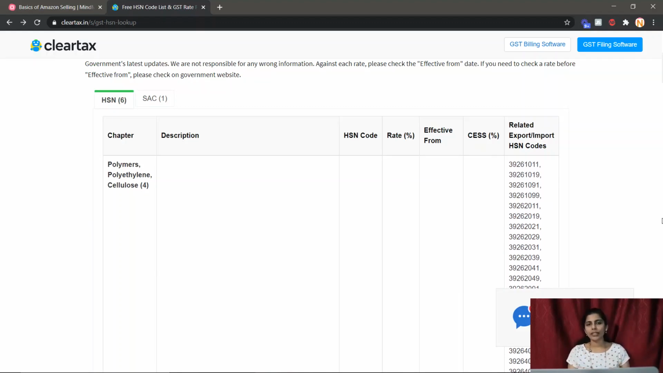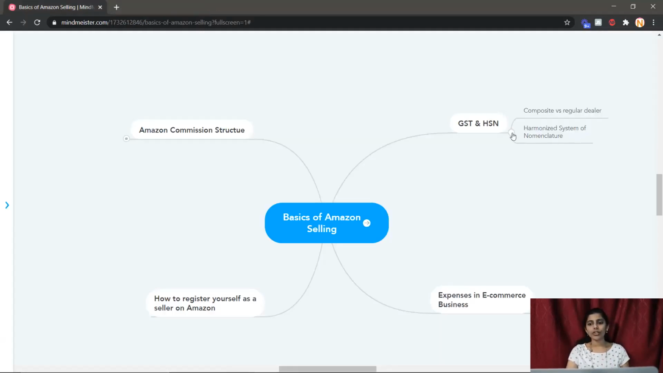I repeat, all these details will be in your procurement invoice, whatever you are purchasing from the supplier. So don't worry about how to figure out the supplier, etc. I will be covering all these in the workshop. This is just for understanding purposes only. Now, this is all about GST and HSN.